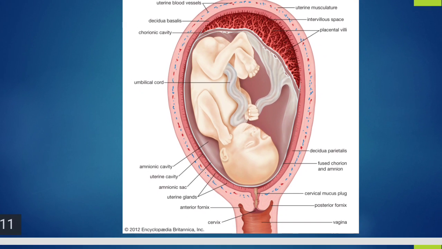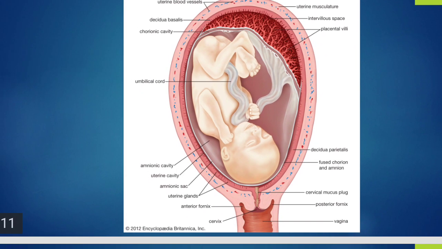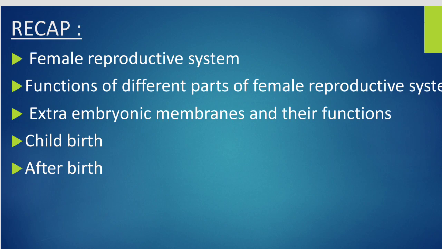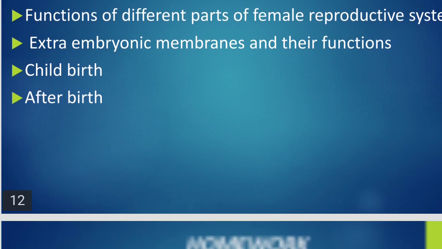See children, you can have a look here how the baby comes. The head comes first, then the rest of the body. This is the position of the baby inside the womb of a mother, the uterus. So today we have seen what are the different parts of the female reproductive system and their functions. We have also seen the extraembryonic membranes and their function and their importance. Of course, we have seen what is childbirth and afterbirth also. I hope you understood the concept.